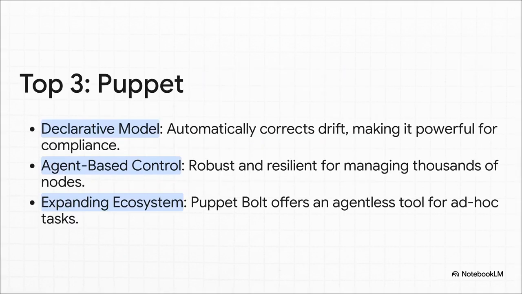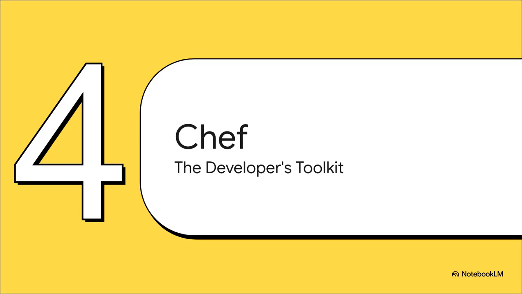So, to wrap up Puppet in a nutshell, its declarative model is an absolute beast for compliance and security. Its agent-based architecture is rock solid for managing thousands and thousands of machines. And it's not standing still. With a tool called Puppet Bolt, it now has an agentless option too, for those quick ad hoc tasks. And that brings us to our third and final contender, Chef.